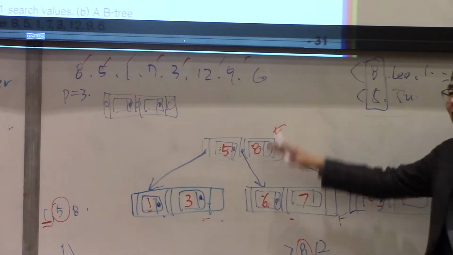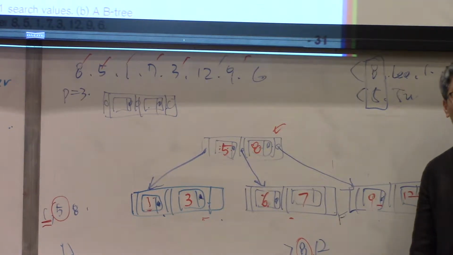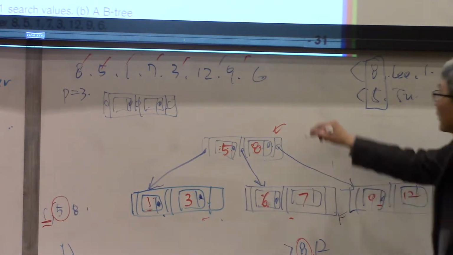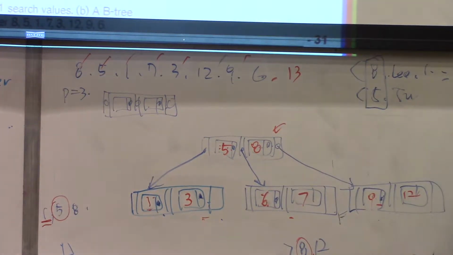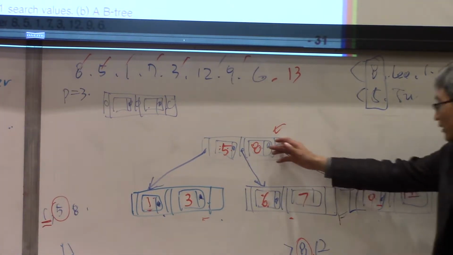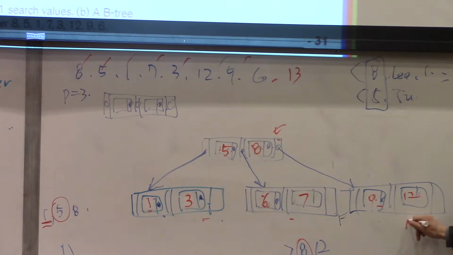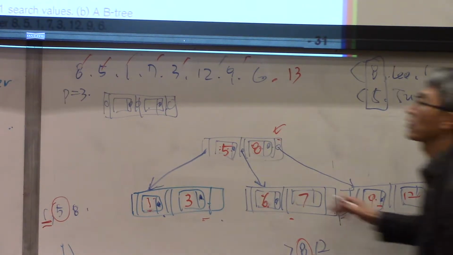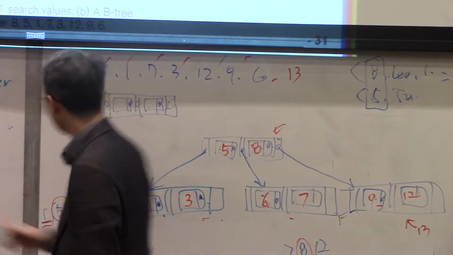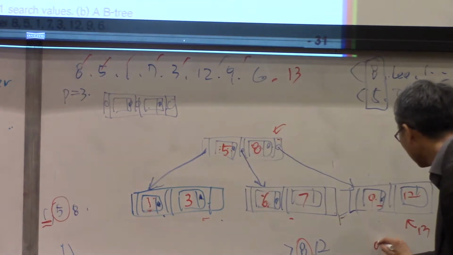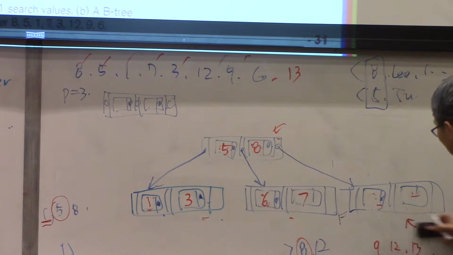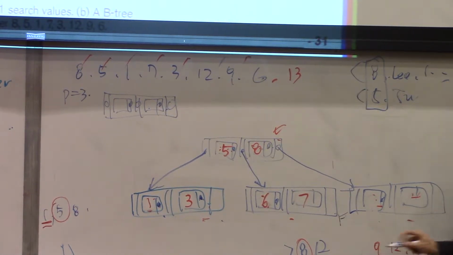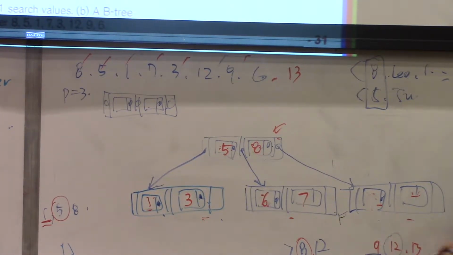Always, how many levels? 2 levels. Okay, one more time. So 13 is inserted. What happened? We need to find the space. 13. Is there any space? So this is full, and in case of full, split. So 9, 12, 13. Which one is the middle value? 12. Left hand side, right hand side.